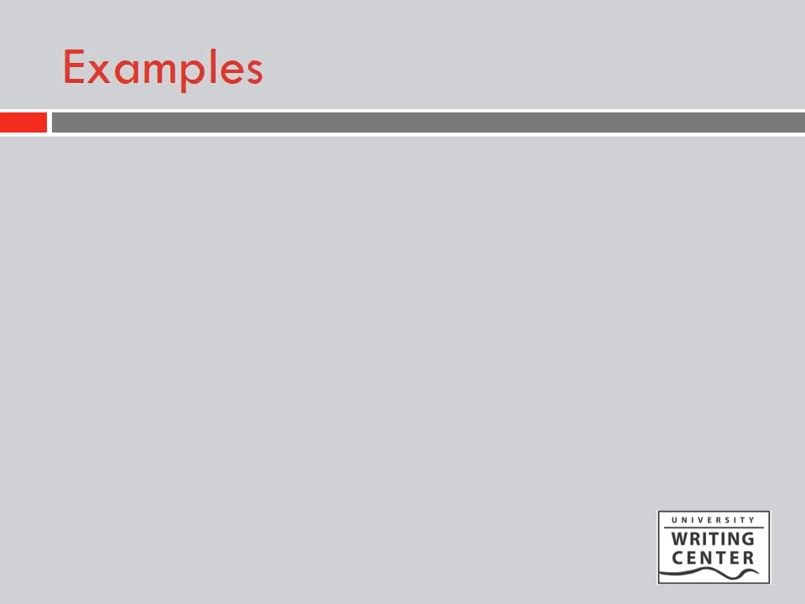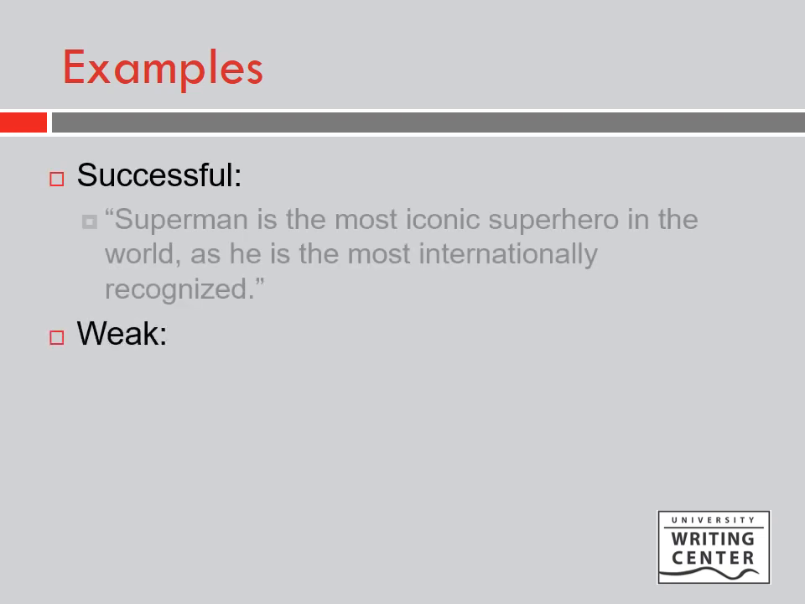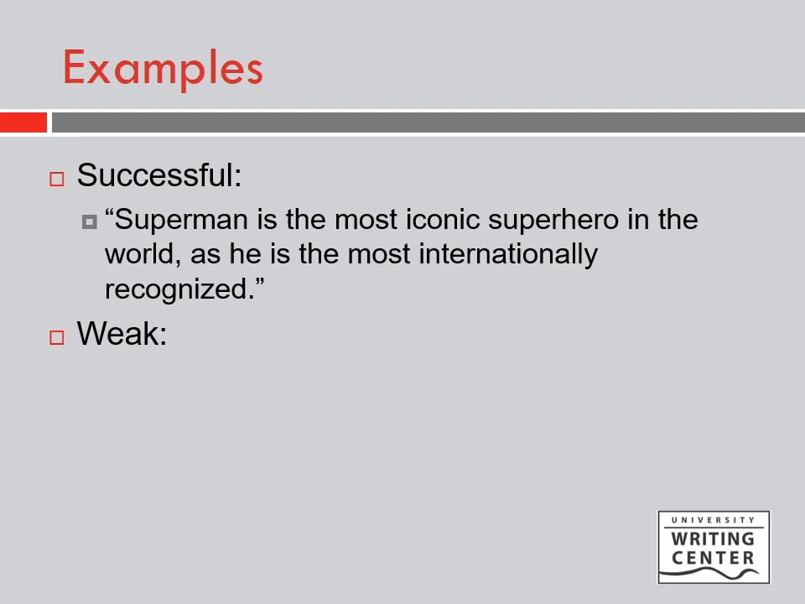Here are examples of successful and weak thesis statements. Superman is the most iconic superhero in the world, as he is the most internationally recognized. This thesis statement is strong because the claim that the comic book character Superman is the most iconic is followed by an explanation, his international recognition.